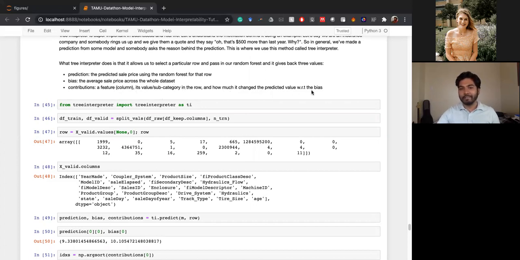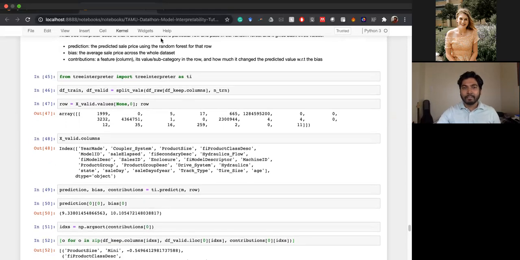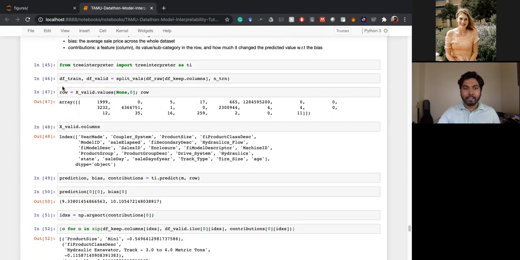It's basically the contribution of this feature in reducing or increasing the predicted price with respect to the bias, which is basically the average sale price across the whole data set. We use something called tree interpreter here. It's a library that you can use, and we select a row here, one of the rows from our validation set.